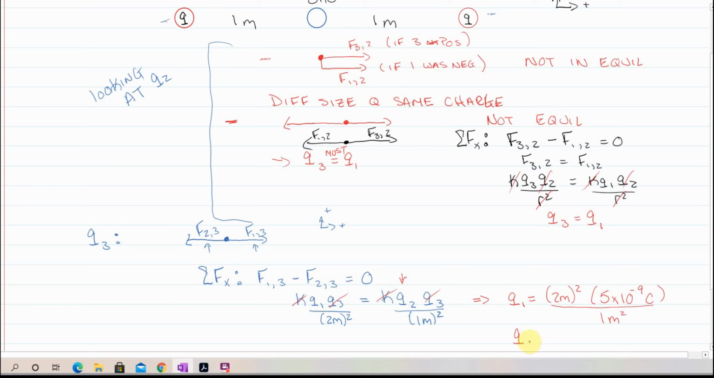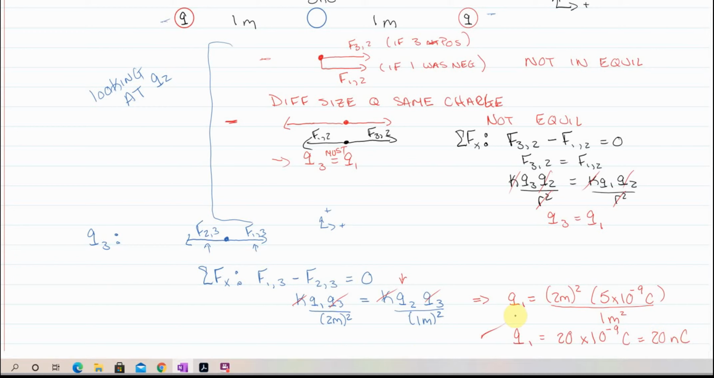So for the example I just created here, I have 4 times 5, so I have 20. Meter squared cancels out with meter squared, so I'm good there. I'm going to be left with units of just coulombs, which is good. So 20 times 10 to the negative 9 coulombs, or 20 nanocoulombs. Done.